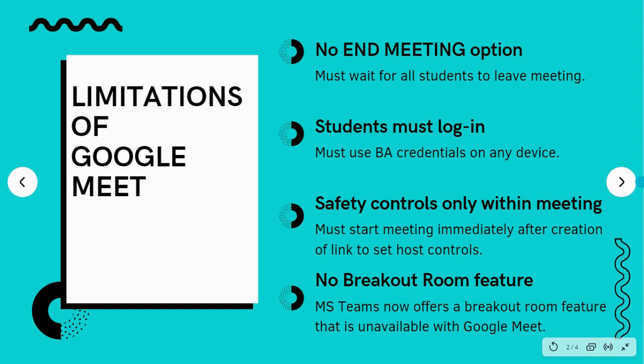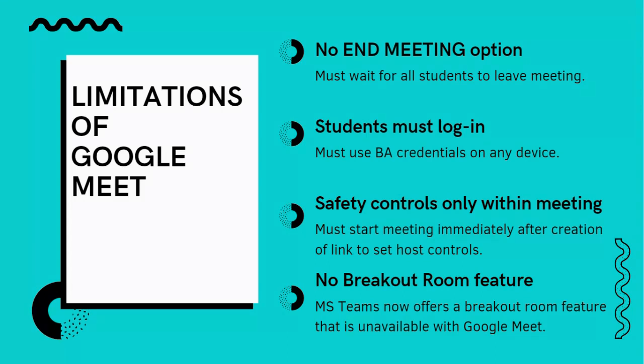There are some limitations of Google Meet that you should be aware of when choosing which tool to use. There's no end meeting option, which means you will have to wait for all students to leave the meeting before you leave the meeting. Students must log in with their BA credentials. This is on any device, not just Chromebooks. Safety controls are only turned on and off within the meeting.